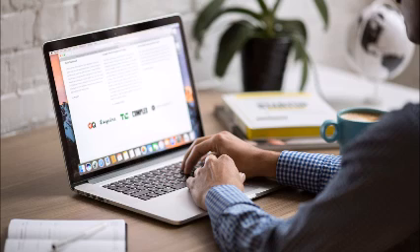S-H-A-R-E, share, K-N-O-W-L-E-D-G-E, knowledge. So I'll put full stop. Knowledge, period. Then I'll turn off the caps lock by pressing it again. That's the caps lock key. Caps lock off. So let's read.